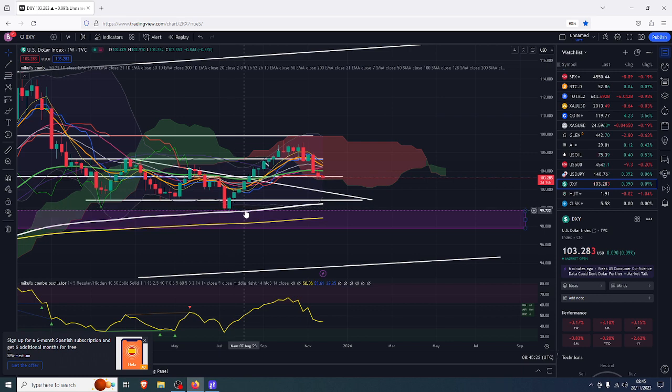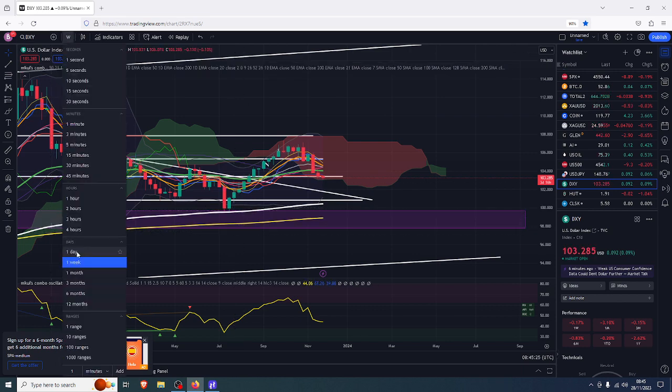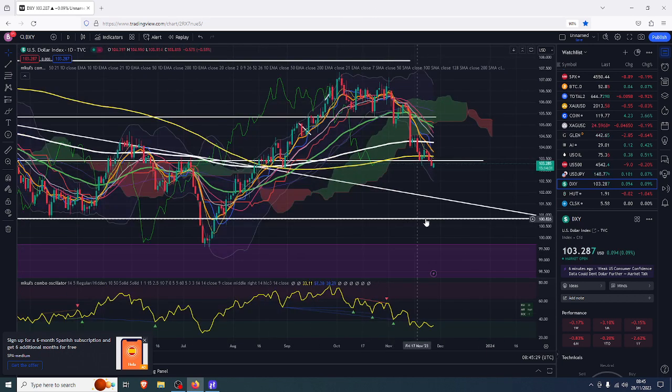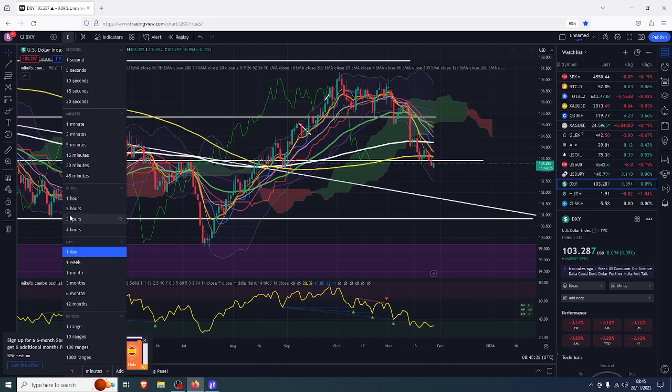Now, this is the really interesting one. I'm surprised it's not started to turn around yet, but maybe it will. This is your Dixie. No bullish divergence on the daily.